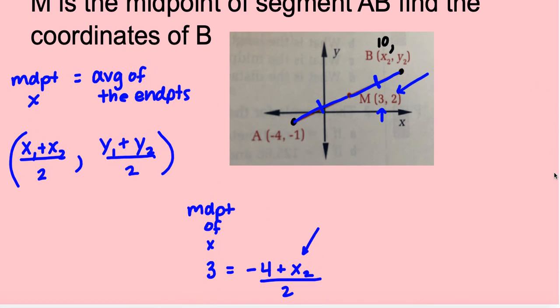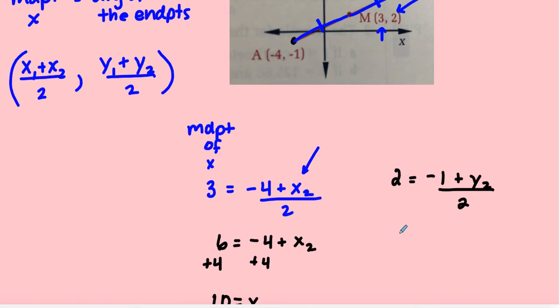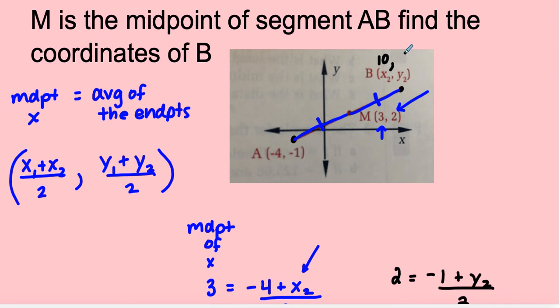Now I can do the exact same thing with y. The y coordinate of the midpoint is 2, so I can do -1 plus y2 over 2. I'm going to clear fractions. That's going to give me 4 equals -1 plus y2. And then I'm going to add 1, and so 5 equals y2. And so that coordinate is 5. So the coordinates of B would be 10, 5.